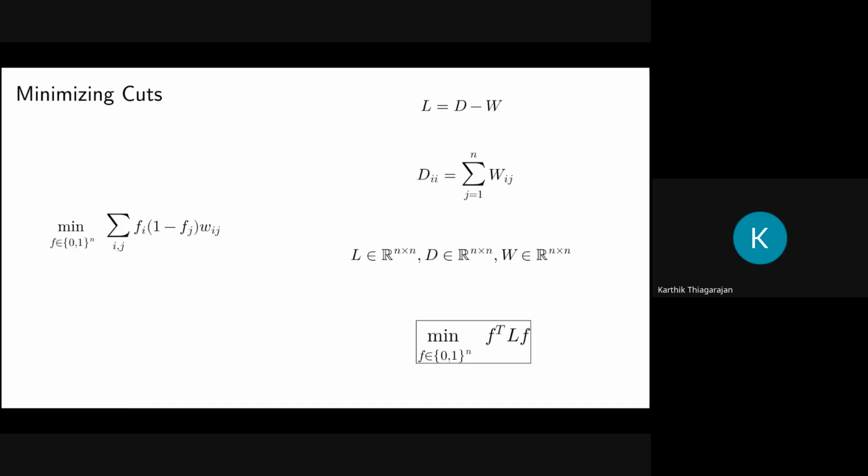So now the value of the cut therefore becomes f transpose Lf. So you could either say that the cut is this expression, or you could say that it is f transpose Lf. Okay, so this is a quadratic form, so you remember from MLF. So that's what you have there.